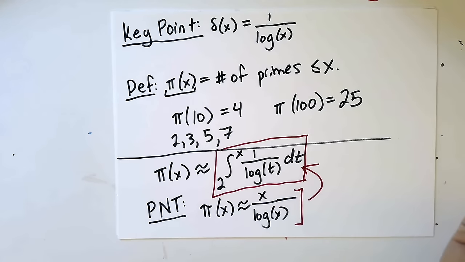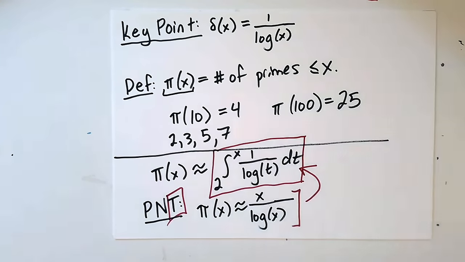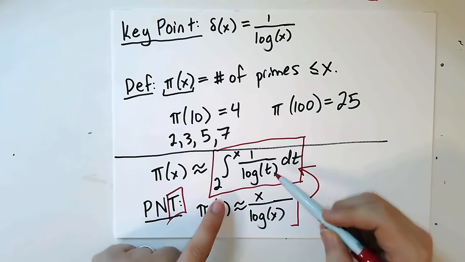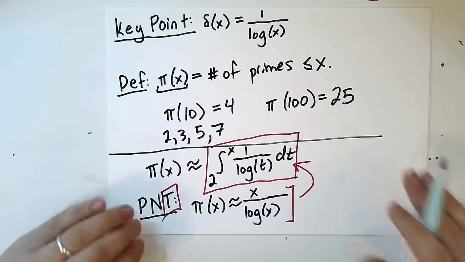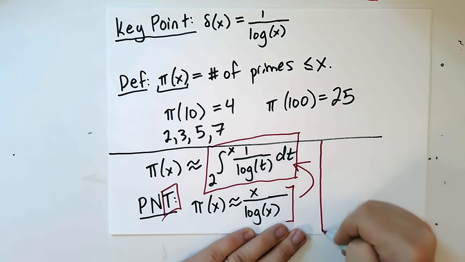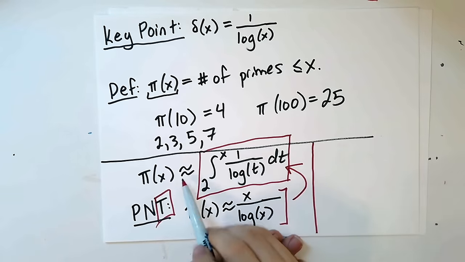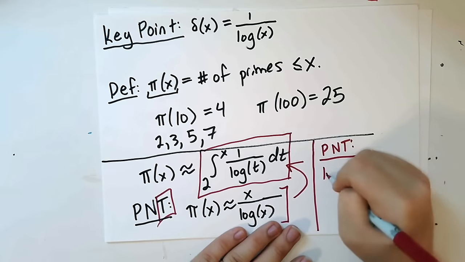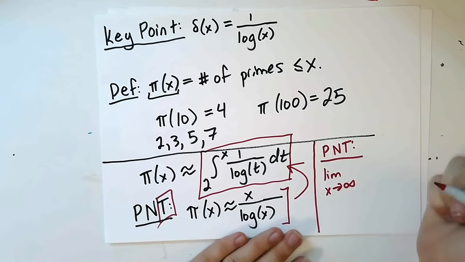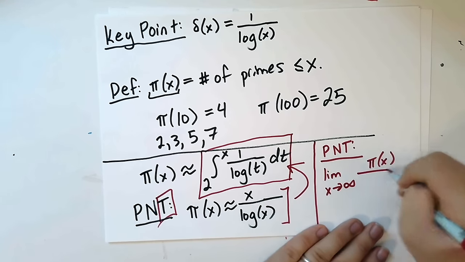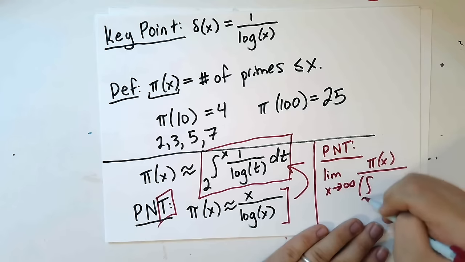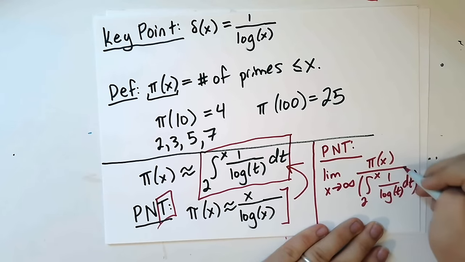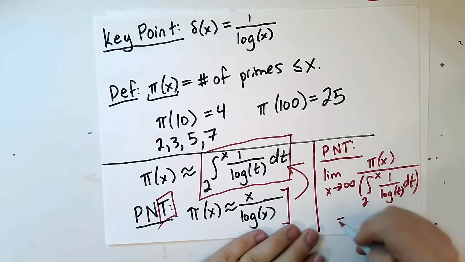Again, you might be inclined to ask, okay, how is this a theorem? Because this T in PNT stands for theorem, to say that this thing is approximately equal to this, or approximately equal to this. And so the theorem here is a much stronger statement than this approximately equal. In fact, what the prime number theorem actually says is that if you take the limit as x goes to infinity of pi of x, divided by this integral from 2 to x of 1 over log of t dt, then this limit is in fact exactly equal to 1.